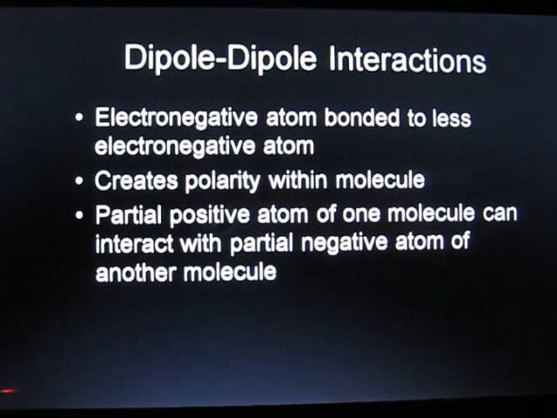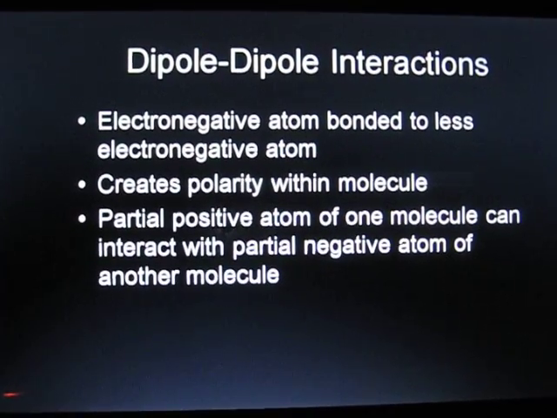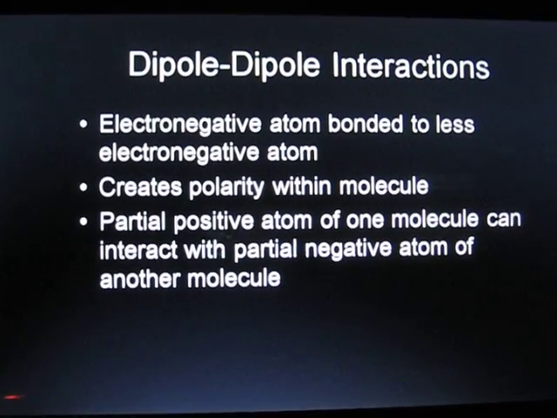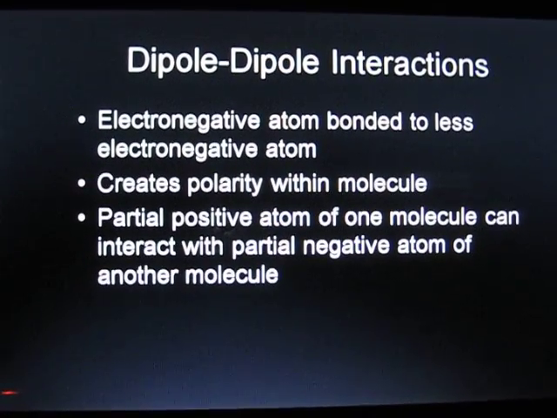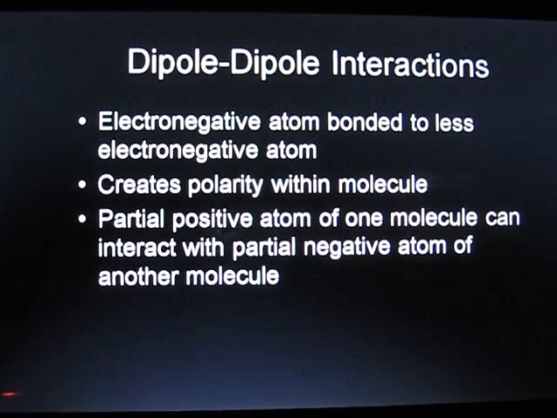A polar bond. If you put two molecules with a polar bond together, the partial negative charge can interact with the partial positive charge to create a weak force holding the two molecules together. These are dipole-dipole interactions, and this is where hydrogen bonding comes in.